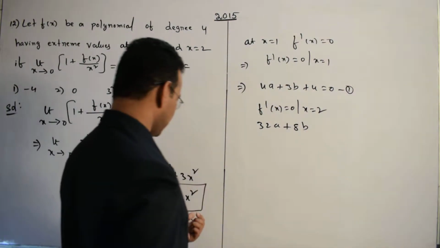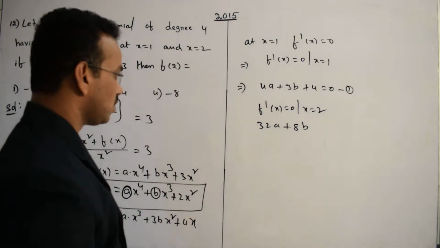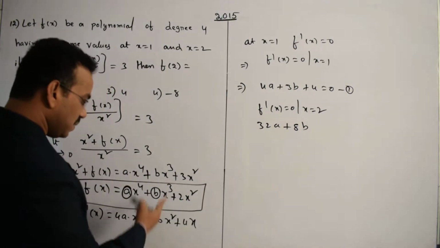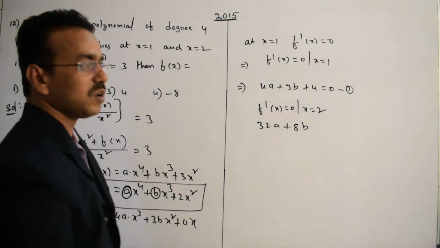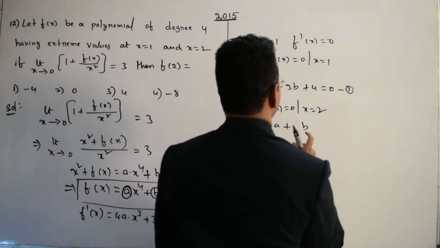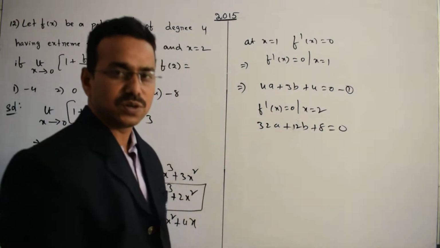Next, 4x is there, 4 into 2, how much here? 8. Sorry, here 3b is there. 3b in the sense x equal to 2 means 3 square 4, 4 into 3, 12b. Instead of 8b there is a 12b. So plus 8 equals to 0. 8 means 4 into 2.